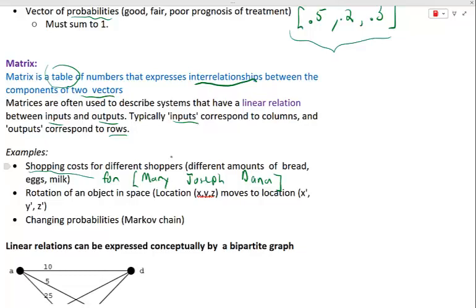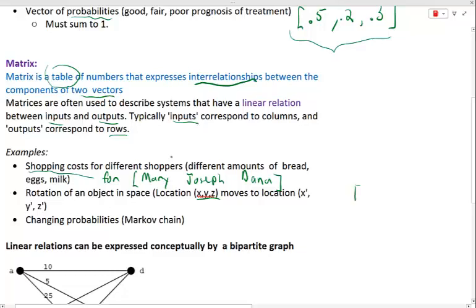In this case, Mary and Joseph and Dana may have different costs because they buy different amounts of bread, different amounts of eggs, different amounts of milk. All right. Now, another example is rotation of an object in space. So location X, Y, Z.